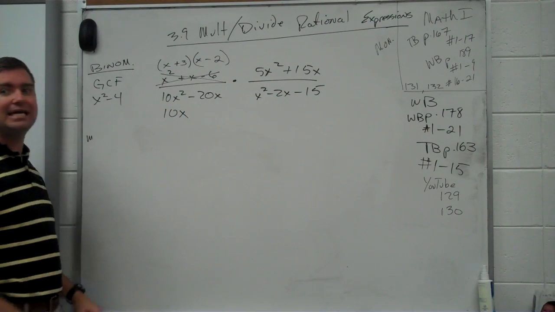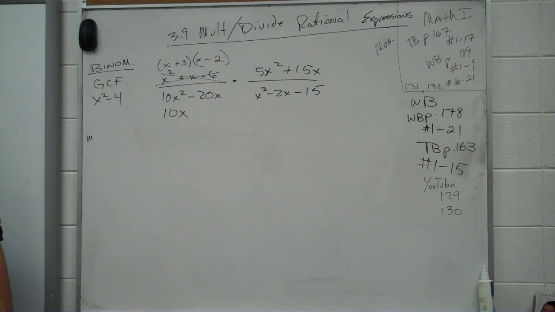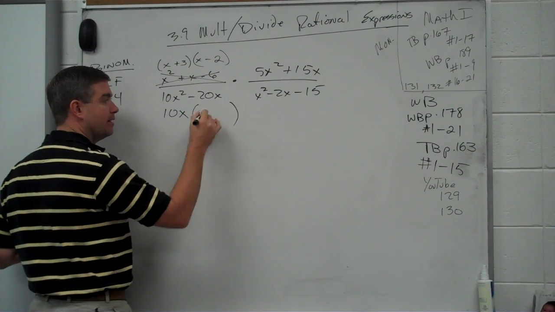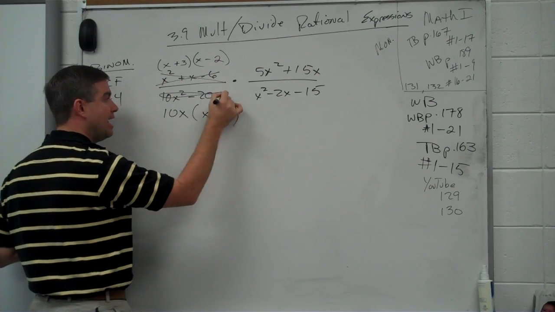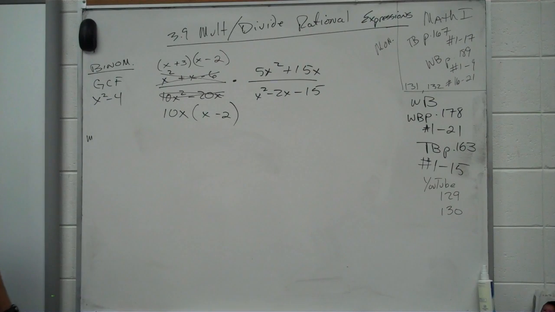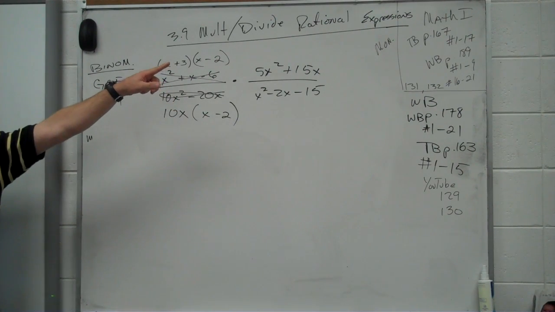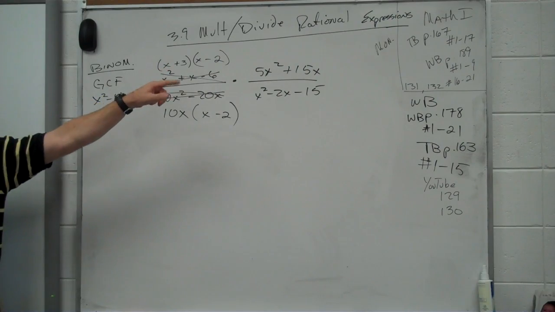10x. What if I just pull a 10 out? Am I going to get the problem right? No, you've got to pull out the GCF. If I pull out a 10x, what's left? x minus 2. I pull a 10x out of 20x, I get x minus 2. Notice how I canceled out what was there. What do you think I need to do on the other side? Do the same thing.